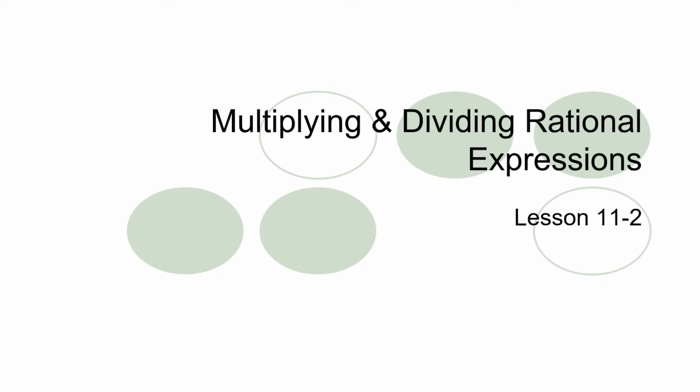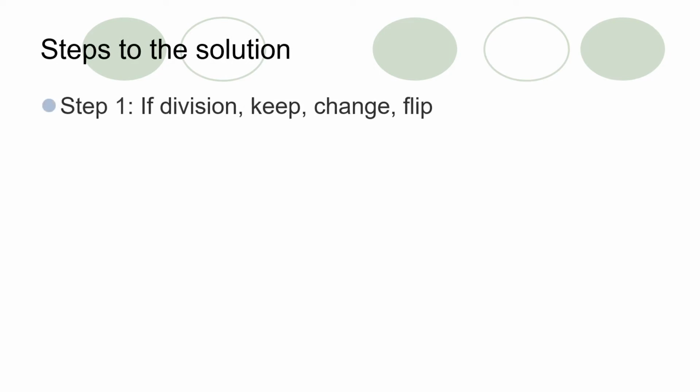This is lesson 11-2, multiplying and dividing rational expressions. Here's the steps to your solution. Step 1. If you're dealing with division, keep your first fraction, change the division to multiplication, and flip your second fraction. In other words, take the reciprocal.